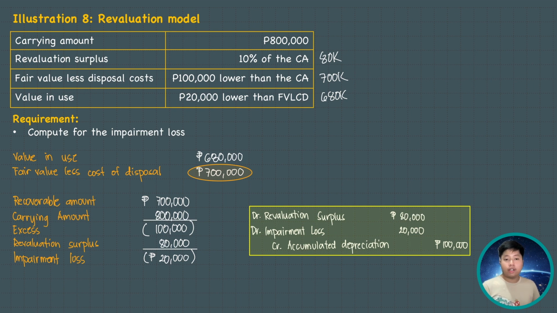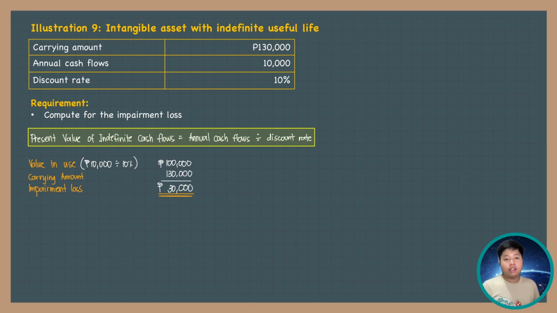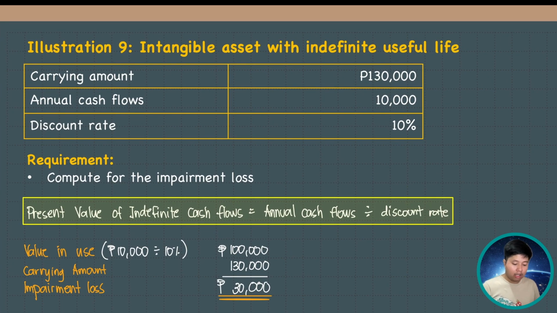Our journal entry for this transaction is we will debit revaluation surplus 80,000 pesos, debit impairment loss 20,000 pesos, and credit accumulated depreciation 100,000 pesos. The following are the case facts for illustration number 9. Since we are working with intangible assets with indefinite useful life, we will use this formula to compute the present value of assets that have indefinite useful life, and that will be the annual cash flows divided by the discount rate.